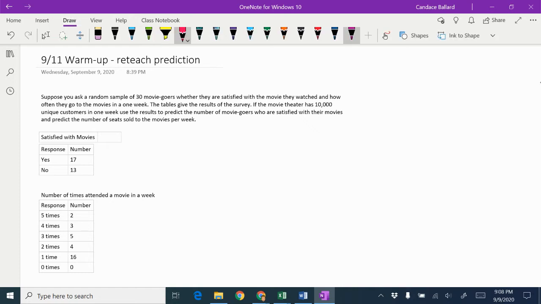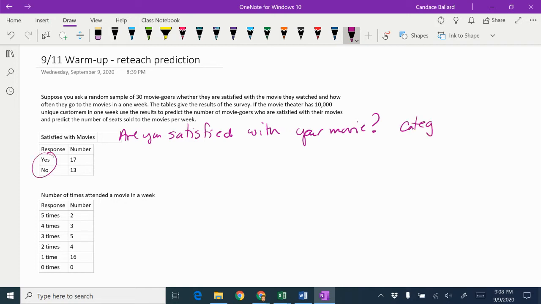So the first thing I want to talk about is what kind of question we would have asked to get this data. So this one here, we would have probably asked, are you satisfied with your movie? Notice it's a question that I could have asked you and that you would have answered either yes or no. When we answer something like yes or no, that's what we call categorical data, because it can be categorized.